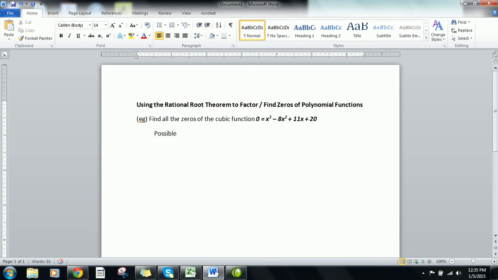possible rational roots will look like this, right? And so they're all the divisors of the constant over all the divisors of the leading coefficient, which is 1, right? So for the rational root theorem, the middle stuff is not important. We just need the last constant and the leading coefficient, right? So the possible rational roots are going to be plus or minus.